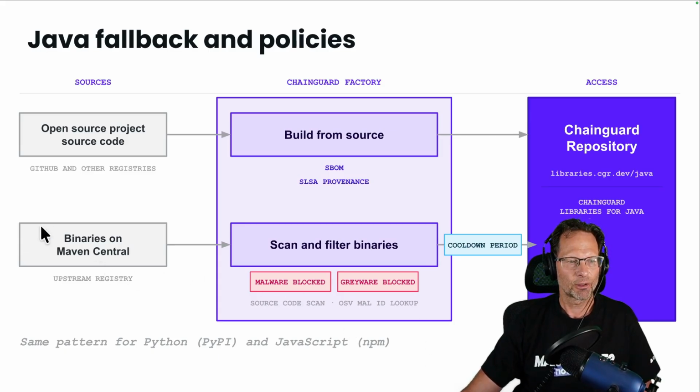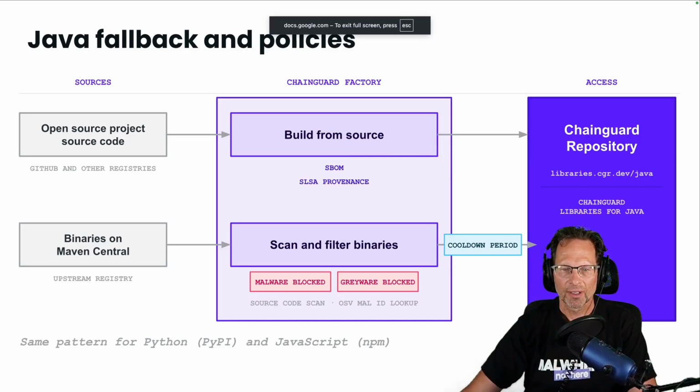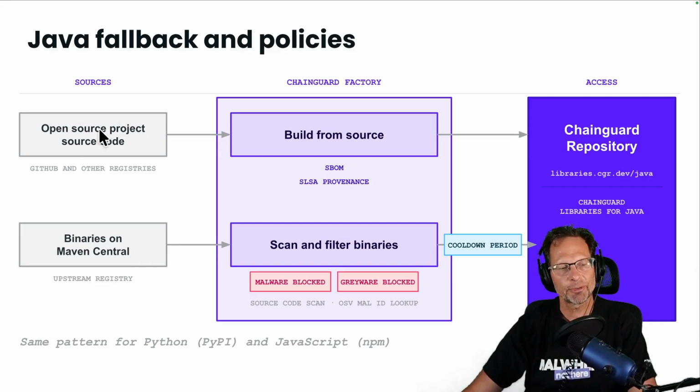It's just that the Python Package Index is that fallback of binaries from the upstream registry, but otherwise we also try to build as much as possible from source. And then also, as you saw in another video earlier, we also build CVE-remediated libraries. In the end, the binaries that you need become available in the Chainguard repository, either by being rebuilt from source or being scanned and filtered and nasty stuff being blocked out.